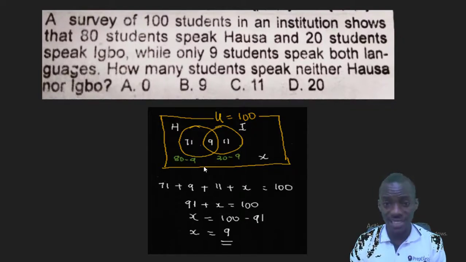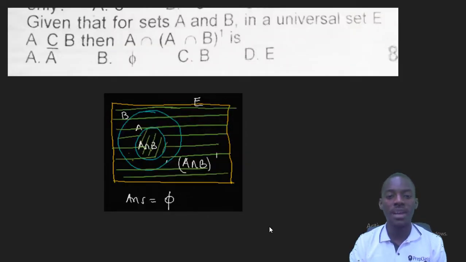So that's the way we solve set all the time, and that will become only Hausa plus both plus only Igbo plus none of the languages equals the total universal, that's 100, and that will give me 71 plus 9 plus 11 is 91 plus X equals 100. That will become, this 91 will go to the other side and become minus, X equals 100 minus 91, X equals 9. Those that speak none of the languages are 9, and that makes B the correct answer. Let's check out the next one.